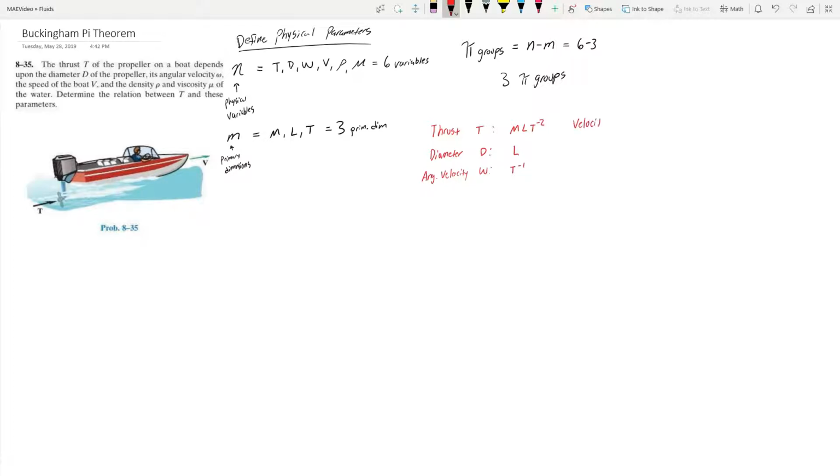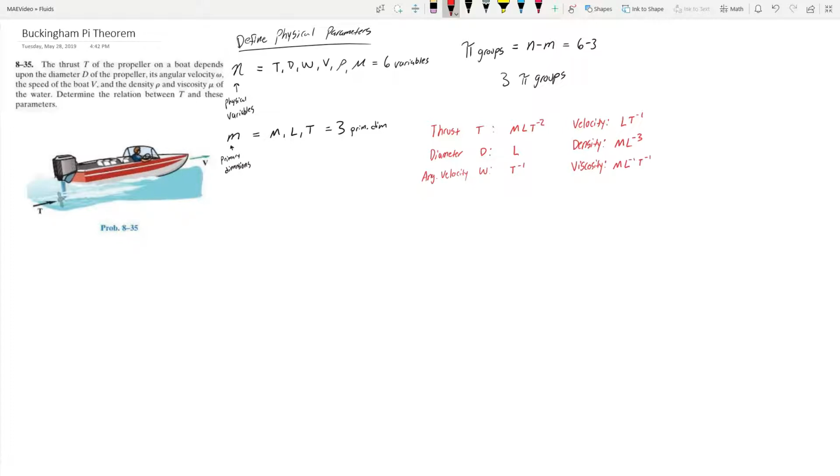We have velocity, length times time to the minus 1. We have density, mass over volume, which is mass times length to the minus 3, and finally viscosity. This is mass times length to the minus 1 times time to the minus 1.